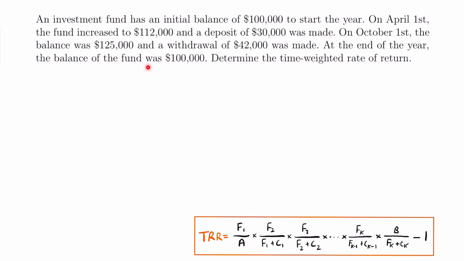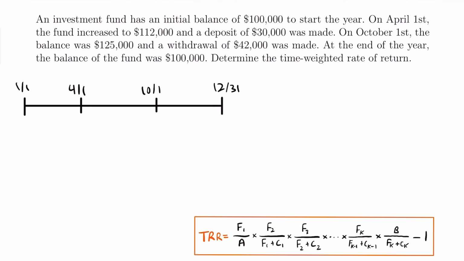And then we have a balance of the fund at the end of the year, and so that's our fourth date. And so we're going to have 4 moments in time throughout this 1-year period that we need to make a note of on our timeline. And so let's draw our timeline. We'll have 2 endpoints and then 2 points in between. And so our first moment of time is January 1st. Our second moment in time is April 1st. Our third moment in time is October 1st. And our last moment in time is December 31st.